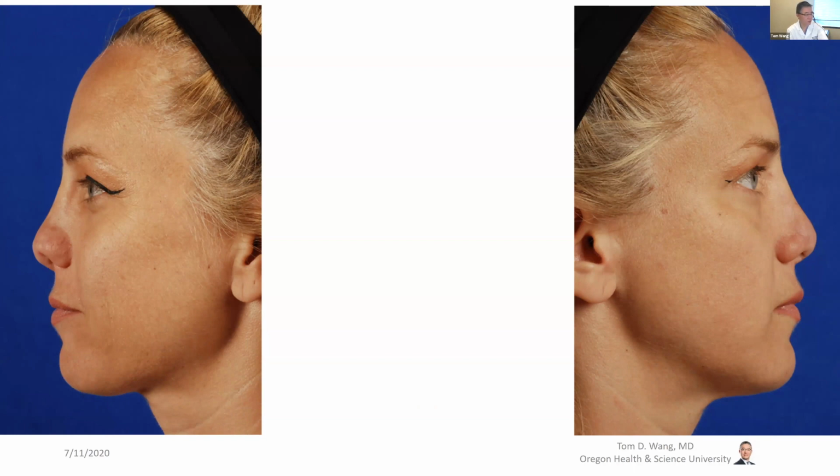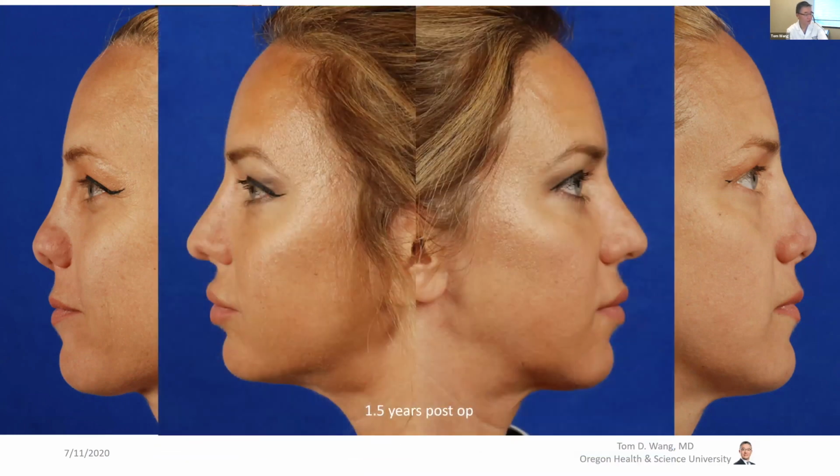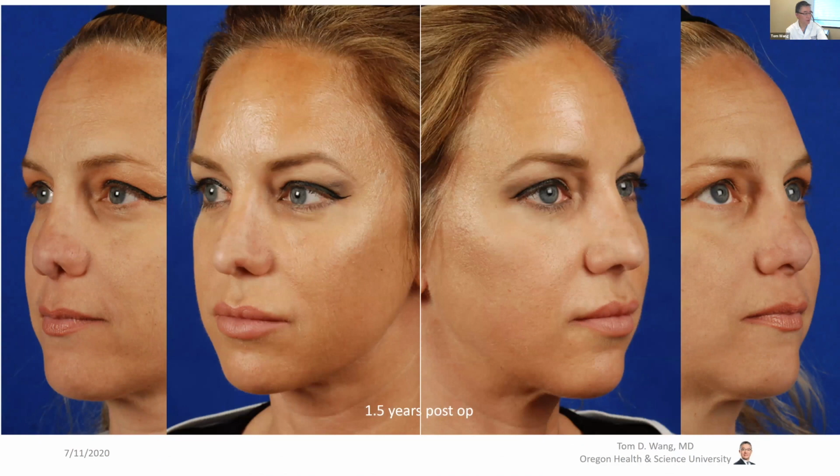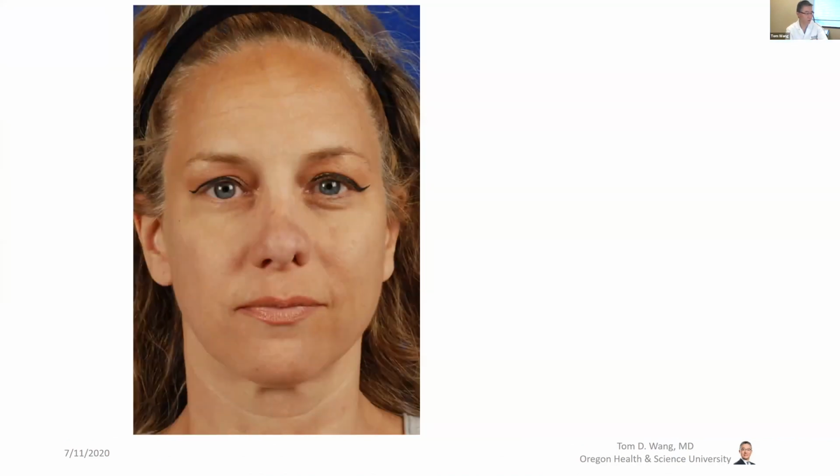This is her at presentation, and this is her a year and a half after surgery, after this one procedure. And you can see we were able to lengthen the nose appropriately, increase the tip projection, and create better definition. We'll show you some more pictures. You can see the oblique views, the collapse, the foreshortened nose, and overall, we were able to reestablish better contour with this combination of things. These are all 1.5 years post-op.